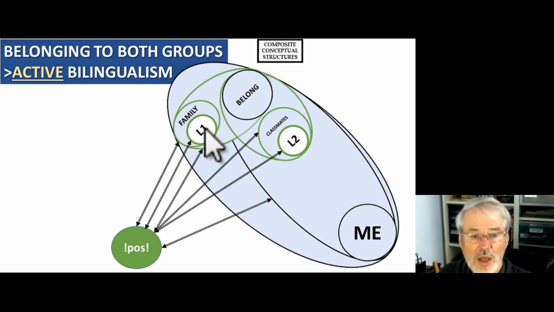But when I return home later on, I move into a different context, a different internal context is activated, including the L1, and the L1, which will then also be positively valued, will then acquire, by dint of the external context, or the internal context of the moment, a stronger positive value than the L2.